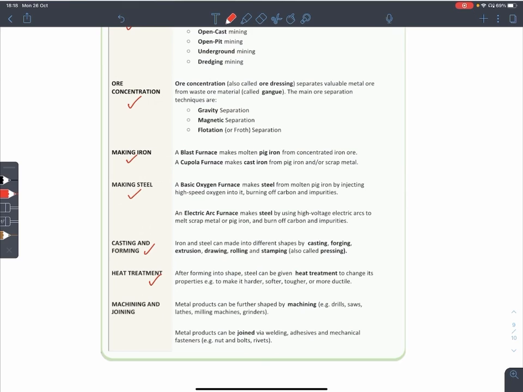So this would be going to your practical rooms now, the practical labs, for creating projects. For example, drills, saws, lathe machines, milling machines, grinders. Metal products can also be joined via welding, adhesives, and mechanical fasteners, so nuts and bolts and rivets. So you go through this process yourself in the metalwork room or the engineering room when you're actually constructing your projects yourself. So that's the video there.